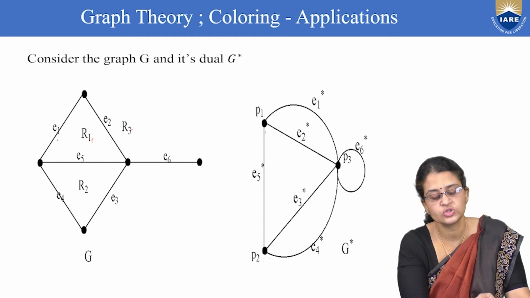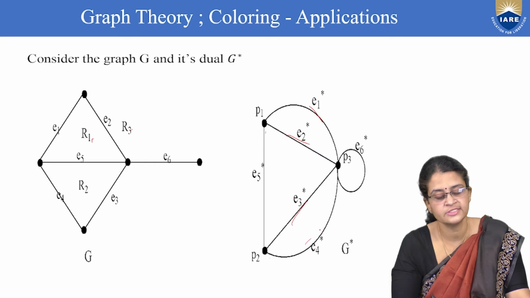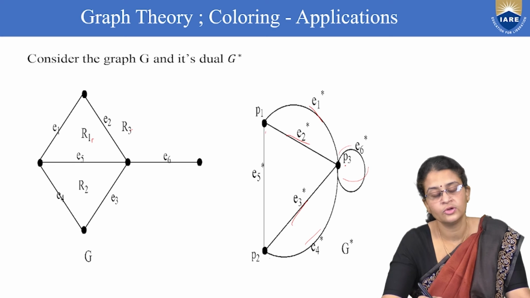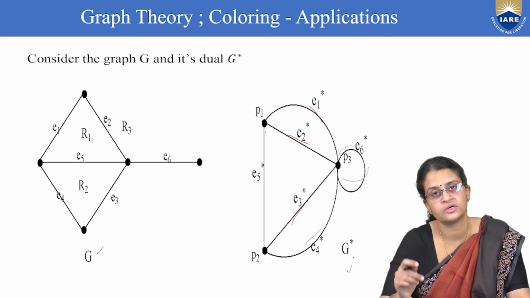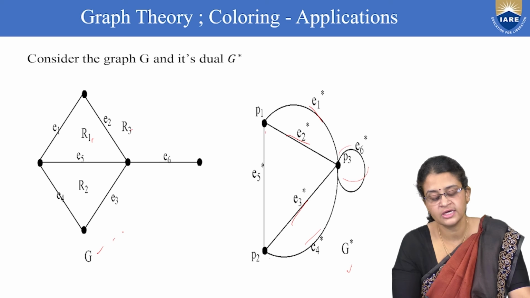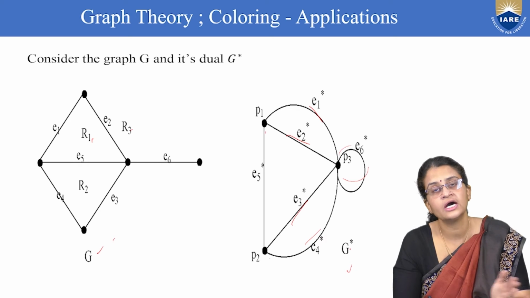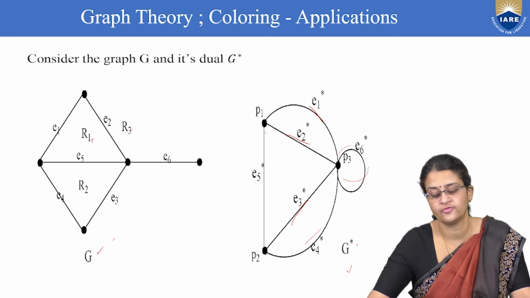R1 and R3 have two edges in common. That is put like this. R1, R2 and R3 have two edges in common. That is put like this. And there is one pendant edge in R3. So it is put like a loop. If this is the G, then this is the G star. G is a planar graph and this is the planar graph which is a dual of this graph.